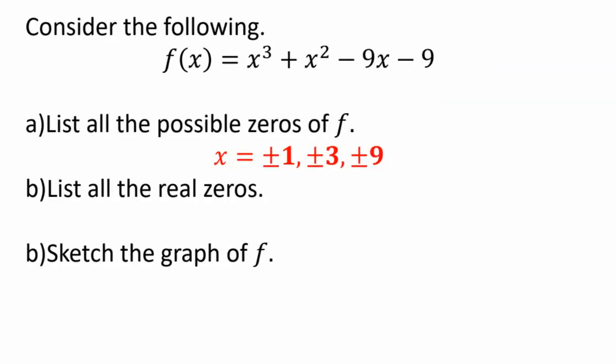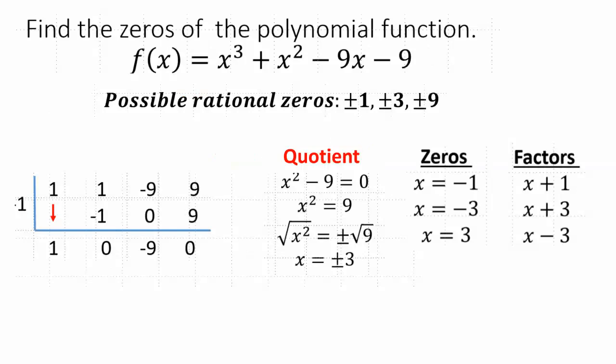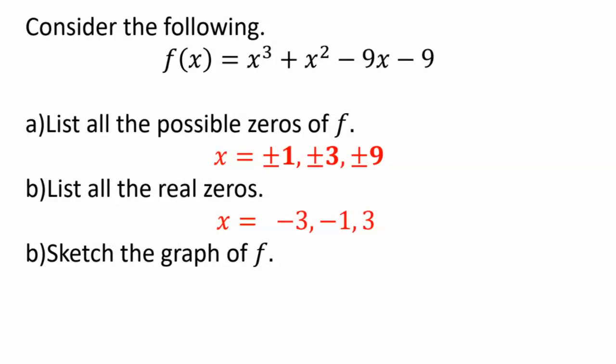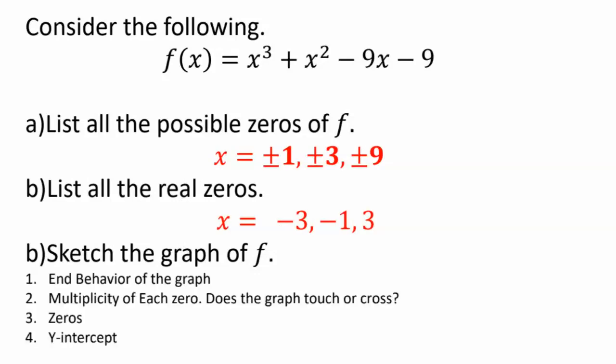These were my zeros. And let me just keep going. So these are the zeros here, and now we're going to sketch the graph. Okay, so remember to sketch the graph, we want to know what the end behavior is, the multiplicity of each zero, does it touch, does it cross, and then we actually want to find the zeros, which we did in part B here, and then the y-intercept is always a good one to have. So in this example, if x is 0, then our y-intercept is going to be -9.